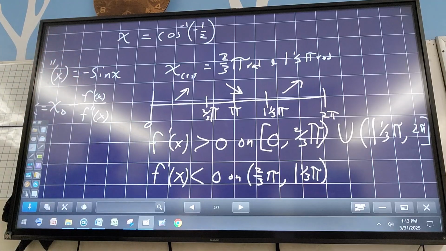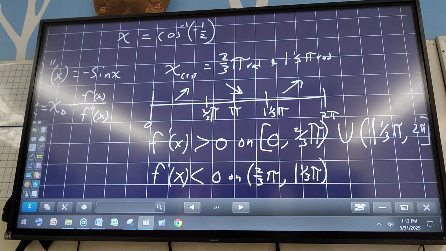Both non-inclusive because the slope is 0 at those two places. So that would be an incorrect statement. So that's a way to actually write the answer.